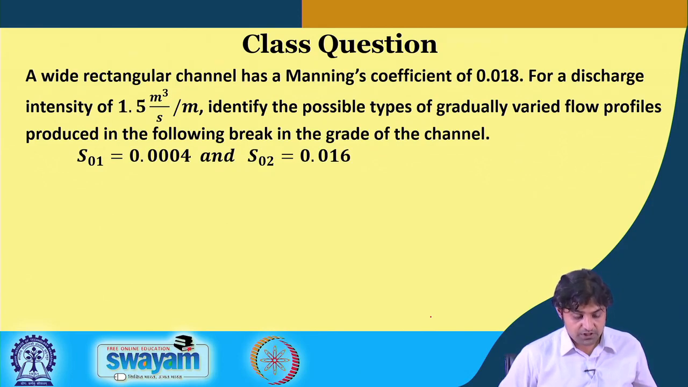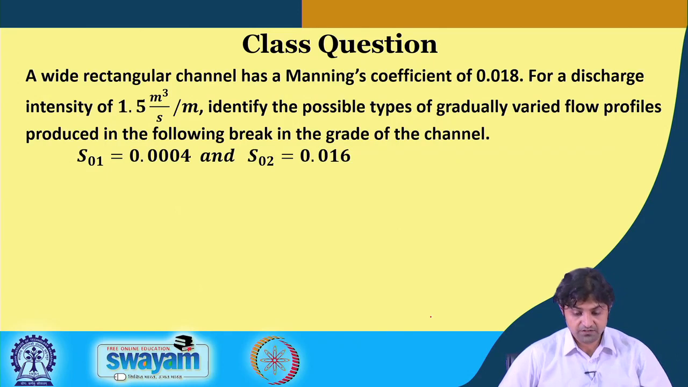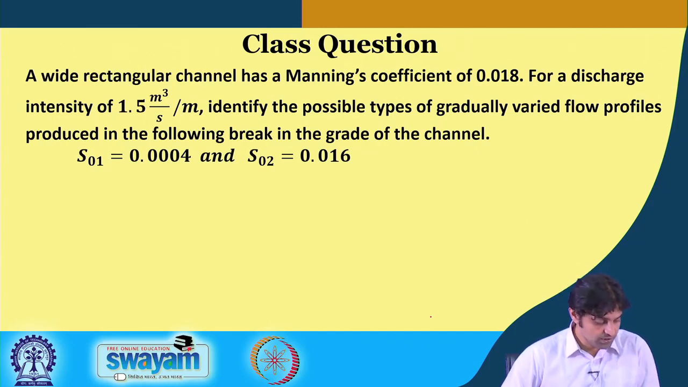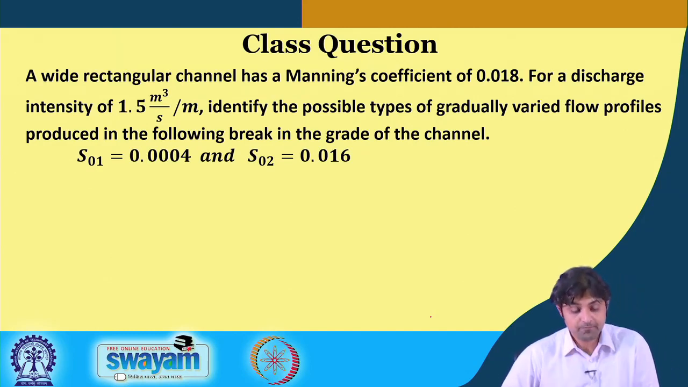So, we have another question. A wide rectangular channel has a Manning's coefficient of 0.018 for a discharge intensity of 1.5 meters cubed per second per meter. Identify the possible gradually varied flow profiles produced in the following break in the grade of the channel. S01 is 0.0004 and S2 is going to be 0.016. Okay. So, this actually is a good question.